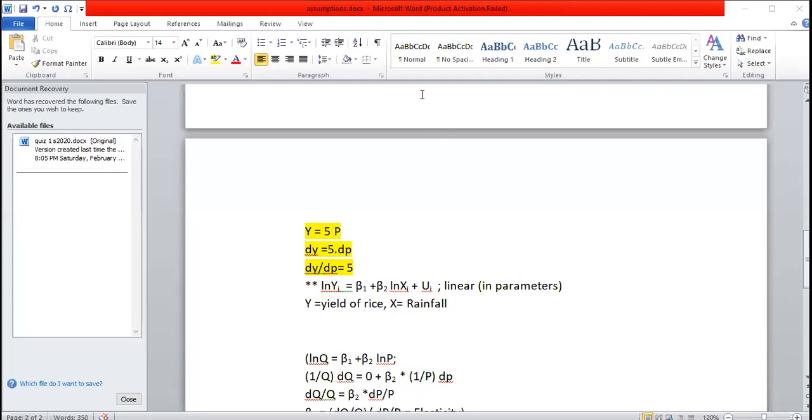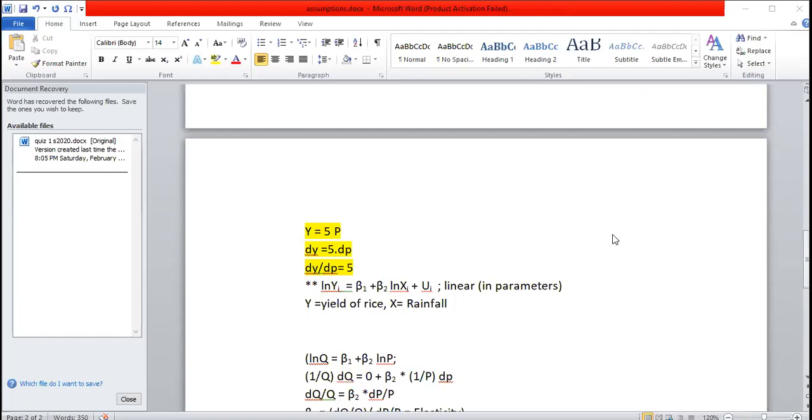Afra? Is it the percentage change in the yield of rice due to the percentage change in rain? Say it again. The percentage change in the yield of rice due to the percentage change in rain. Yeah. So if rainfall increases by 1 unit, then... No, don't say unit, please. When you talk about elasticity, elasticity is unit free.